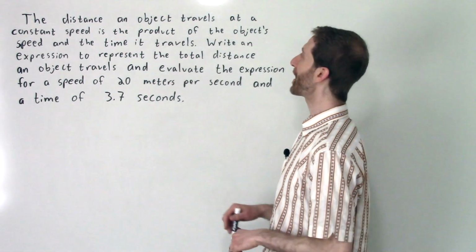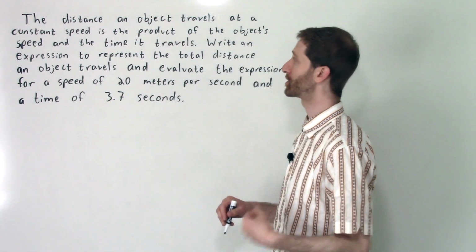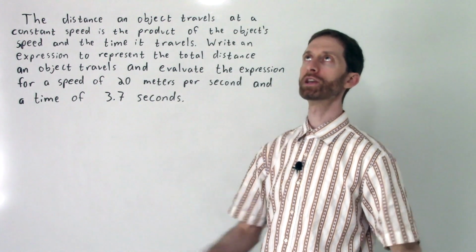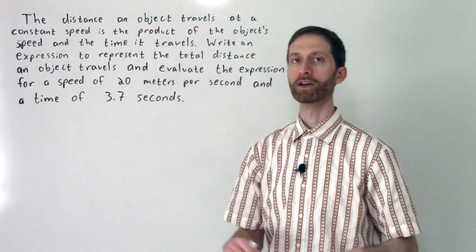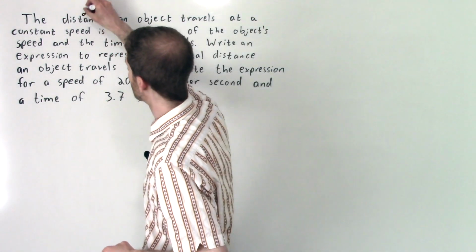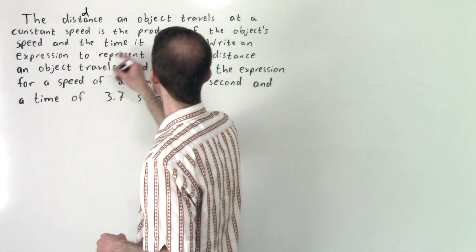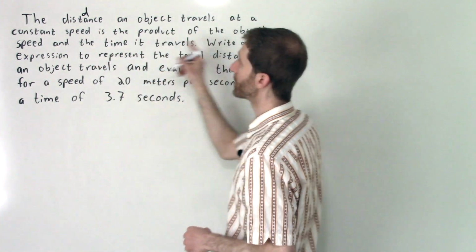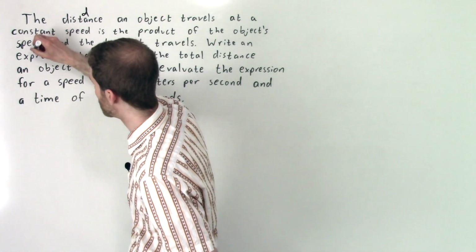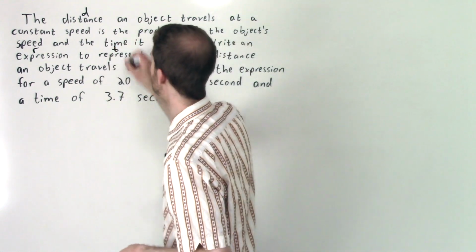The distance an object travels at a constant speed is the product of the object's speed and the time it travels. Now, when I read word problems, I translate as soon as I can, and I can now translate something. We've got the distance, I'm going to call that d, that an object travels at a constant speed is the product of the object's speed. Now that's often written as rate. So R for rate. You could also do S for speed, but I'm going to do R for speed. And the time, T, it travels.